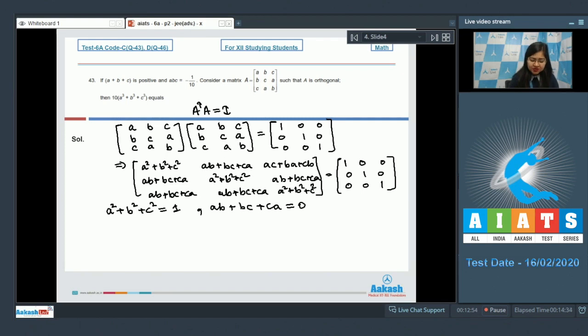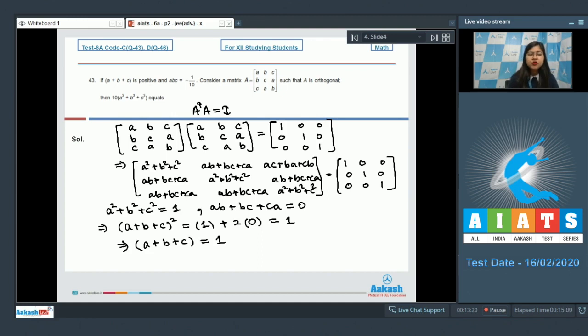Right? And abc is also given to us. Now from here we can find a plus b plus c. We know the identity, its square is equal to a square plus b square plus c square plus 2 into ab plus bc plus ca. So this is equal to 1. Now a plus b plus c is always positive. So we have only one value of a plus b plus c, that is equal to 1. Minus 1 is rejected. Right?